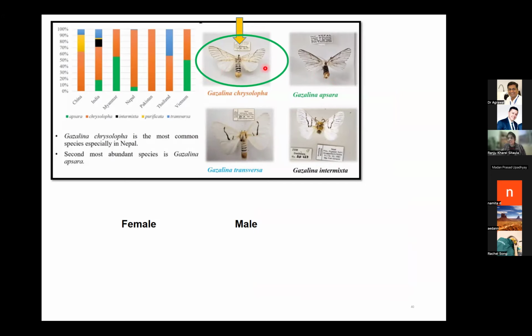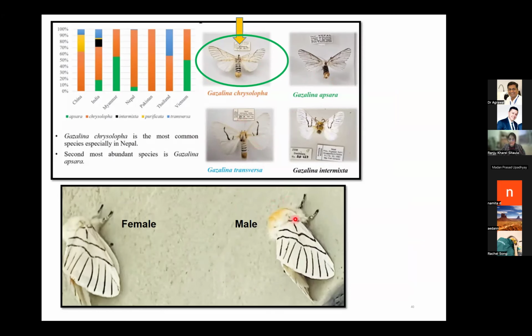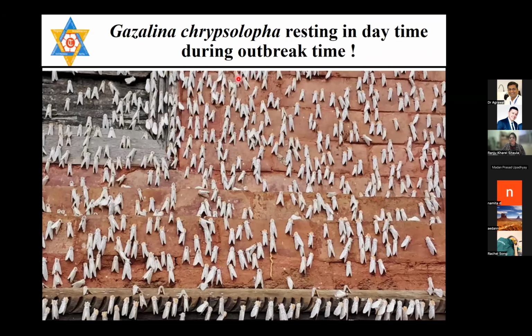But why SHAPU is not there in that terrain, maybe I'll be able to answer in the coming slides. So these Gazalina chrysolopha, the ones with the yellow heads are the male versions. The ones with the yellow tails are the female versions, this yellow tail. So these are the places where the cilia are present. The cilia are connected to the abdomen. They contain some fluid within them, and the cilia are there for the protection of the eggs. So this is how the moths appear in that particular season in our environment.